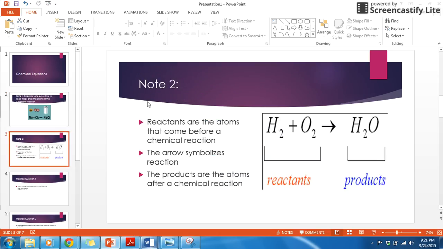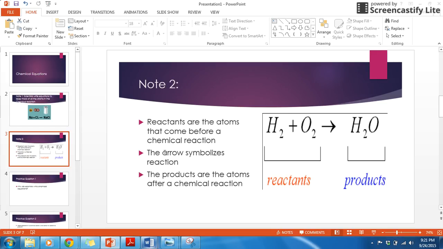Our note number 2. Reactants are the atoms that come before a chemical reaction. So if I'm trying to make water from hydrogen and oxygen, my hydrogen atoms and my oxygen atoms are my reactants because they come before my chemical equation.